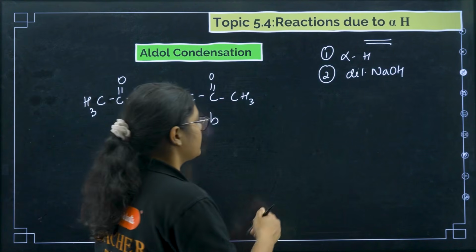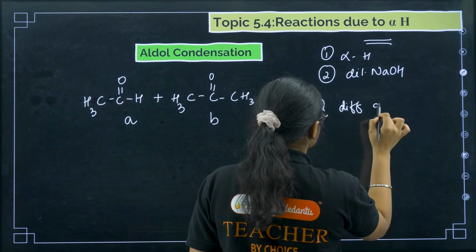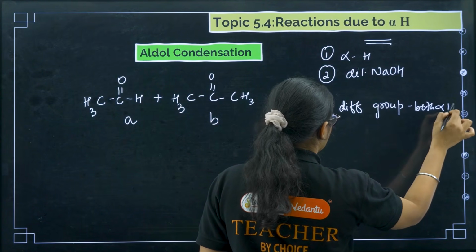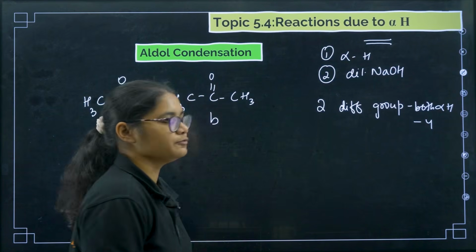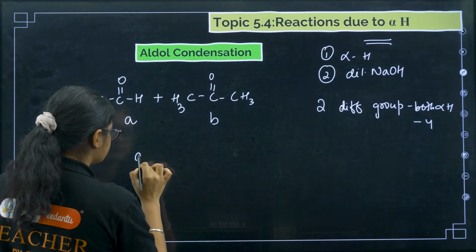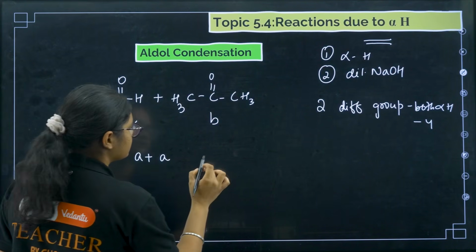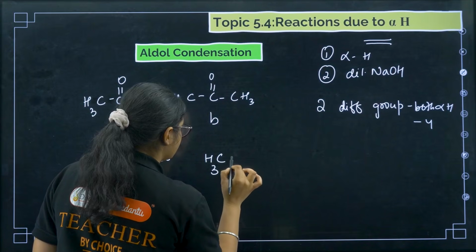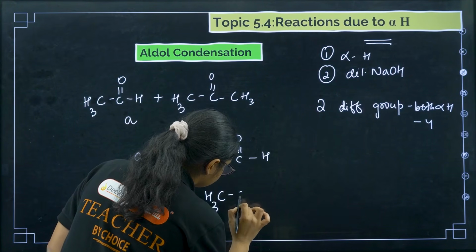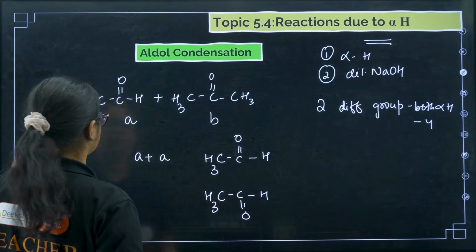Okay, so what is the point here? If 2 different compounds and both have alpha hydrogen, then how many products will you get? 4 products you will get. Okay, so now let me tell you the trick. Suppose you want to write A plus A. The product of A plus A means this one is reacting with this one only. So what you have to do is write the compounds one below another. Okay, this is done.